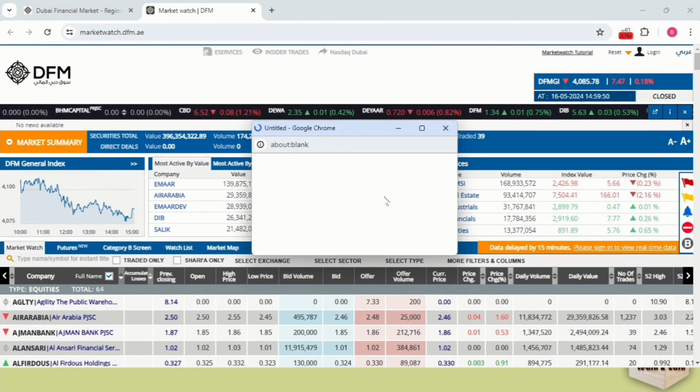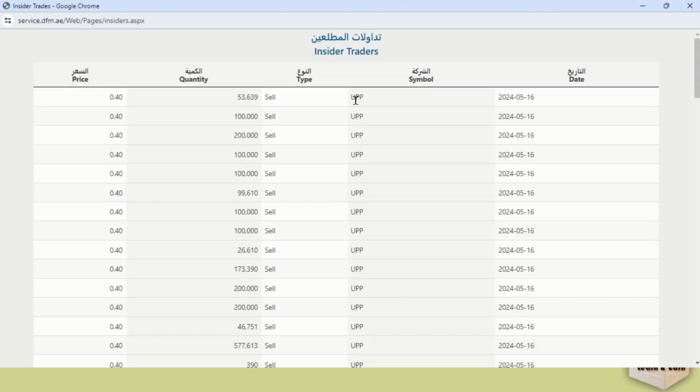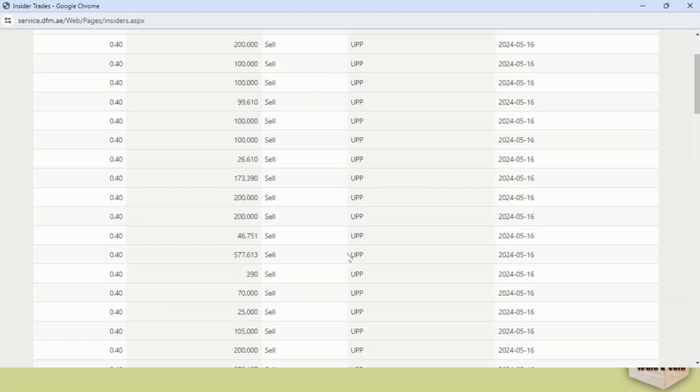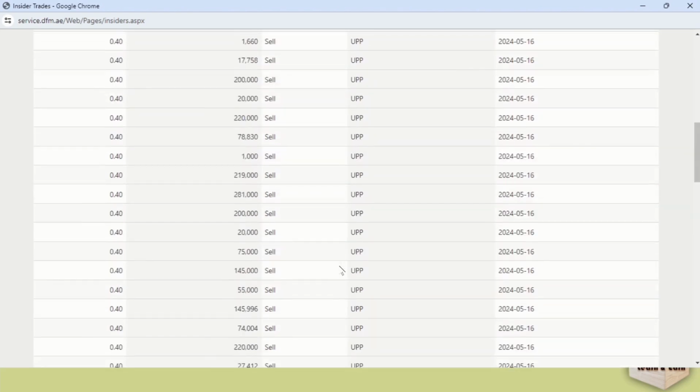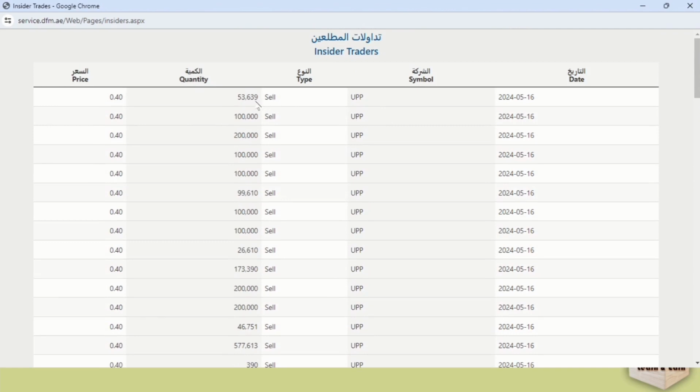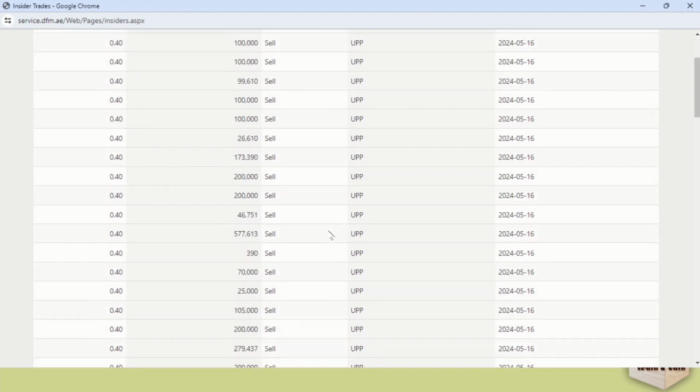you can look over here. It's loading. So whatever insider buys happened for a particular day, it will show over here. Whatever insider buy happened is a good sign for the employee. Whatever sell happened, it goes down. That is a sign. Okay. So UPP, you can look here. It's sell, 53,639. Everything happened for sell.